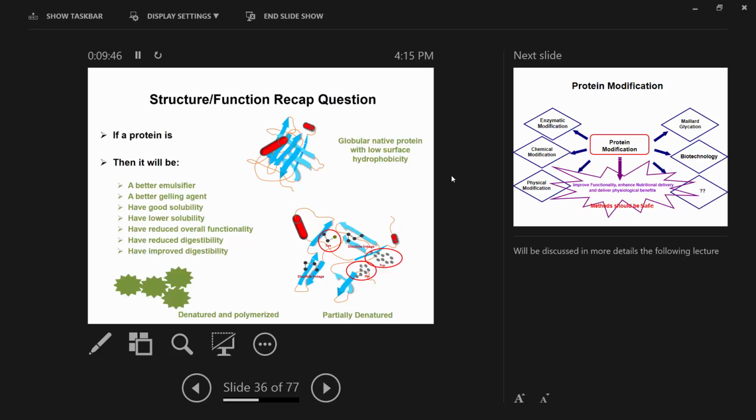Denatured and polymerized. Now what happens? Now lower solubility, reduced digestibility, reduced overall functionality. Good. We summed it up. You guys are great. Sometimes.